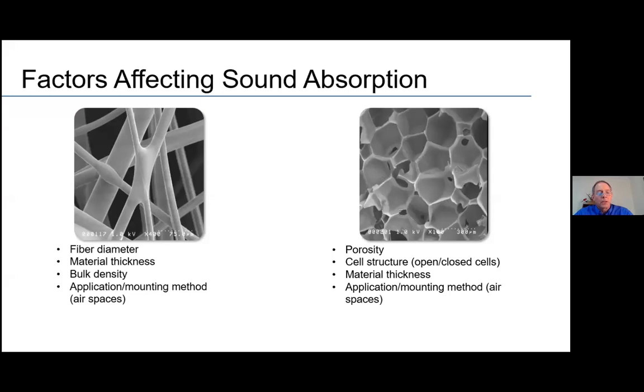Density can come into play in looking at the performance of a material, and then the methods by which the material is installed and mounted can have a significant impact on how the material performs. When you look at closed cell insulation materials, you start having to look at characteristics like the porosity. Most closed cell insulation materials have a percentage of closed cells. They're not 100% closed cell. So a 90% closed cell material will perform differently than a 50 or 20% closed cell material.